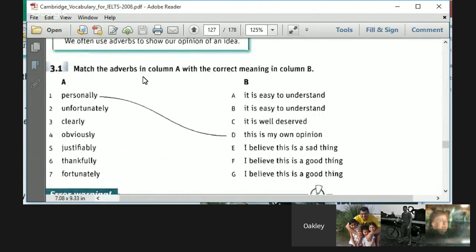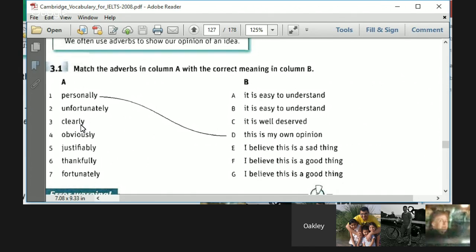Okay, let's look at some adverbs that we also often use to organize our speech. Okay, a little mix and match exercise. What do these adverbs mean? Personally, you're introducing the idea: this is my own opinion. Personally, I think Donald Trump is crazy. Okay, well, that's just my personal opinion. All right. For example, Ken. Okay. Unfortunately, I believe this is a sad thing. Yeah. Unfortunately, Donald Trump is crazy. And I think that's a sad thing.